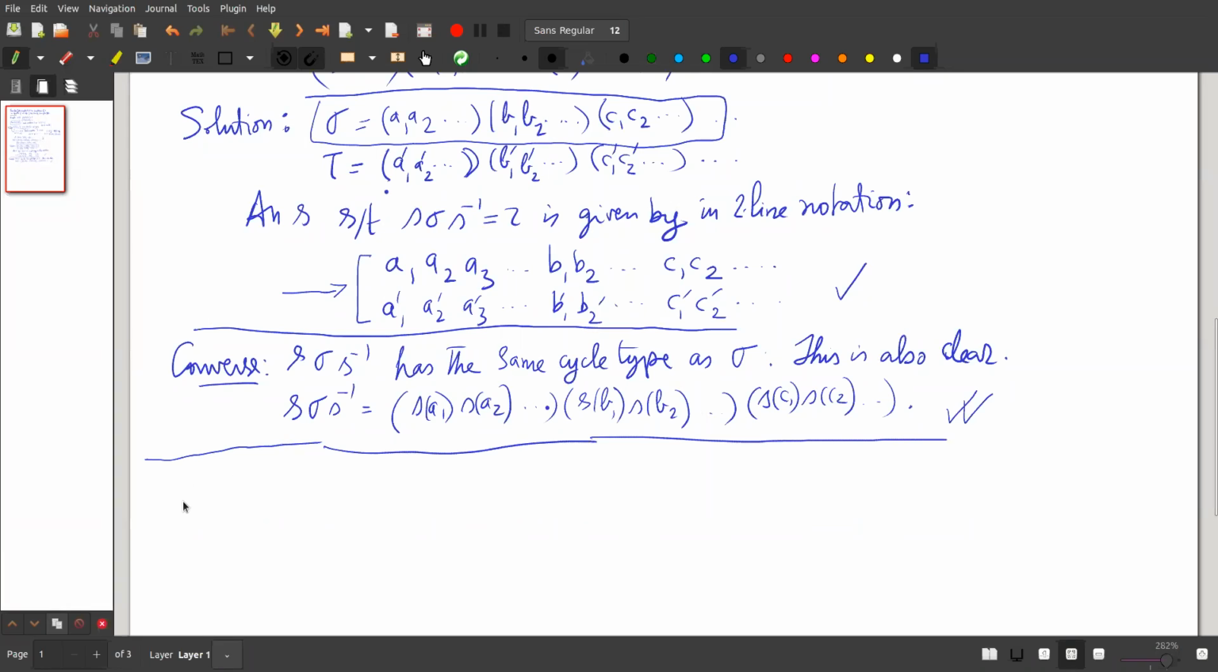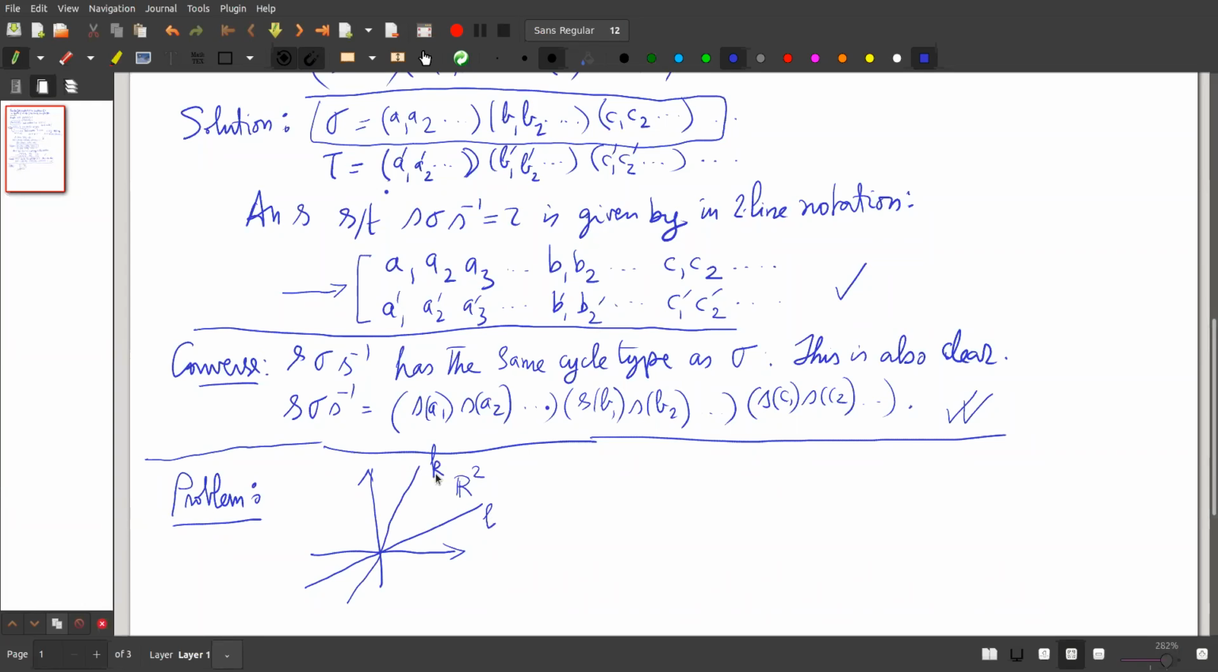I want to suggest the following problem. Okay, so here is the problem, number 2 that we are discussing. I have R2 here. It's expressed in words in the tutorial sheet, but here it is. So I have one line L, let's say, and another line K. L and K represent two lines in R2 passing through the origin.